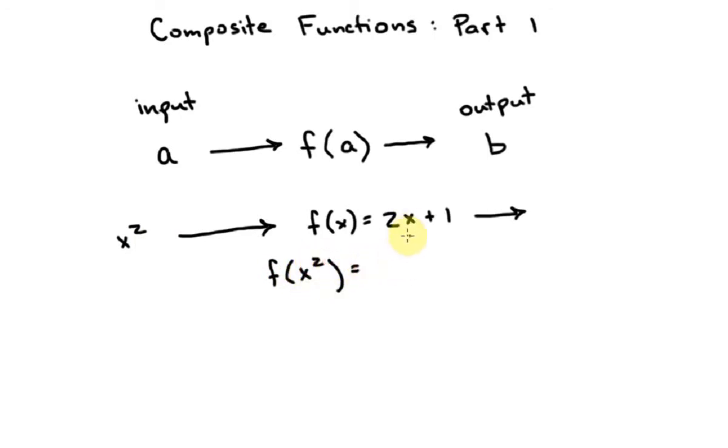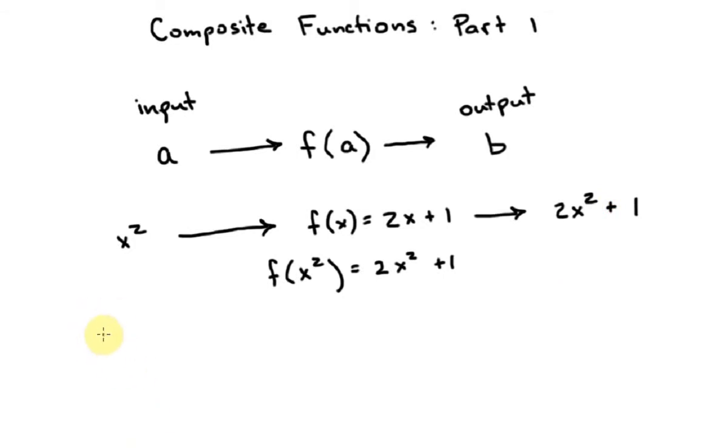Here is how the machinery works. It says you take your input, times it by 2, and then add 1. My input here is x squared, so I take my input, times it by 2, and then add 1. That's what the machinery tells me to do, and that's all I can do. I can't simplify that any further. That's my output.